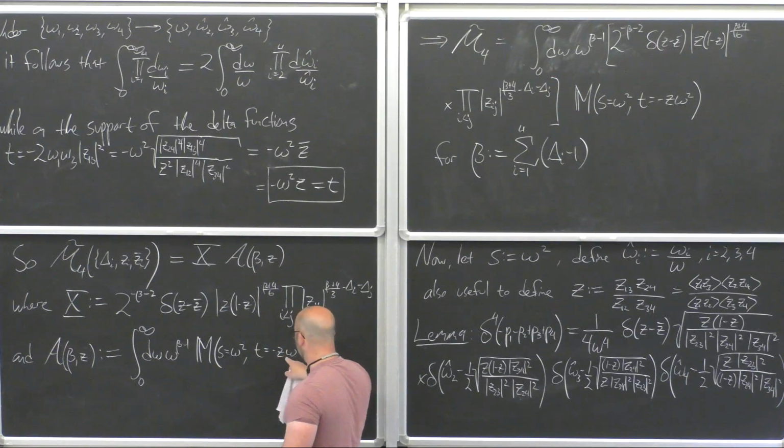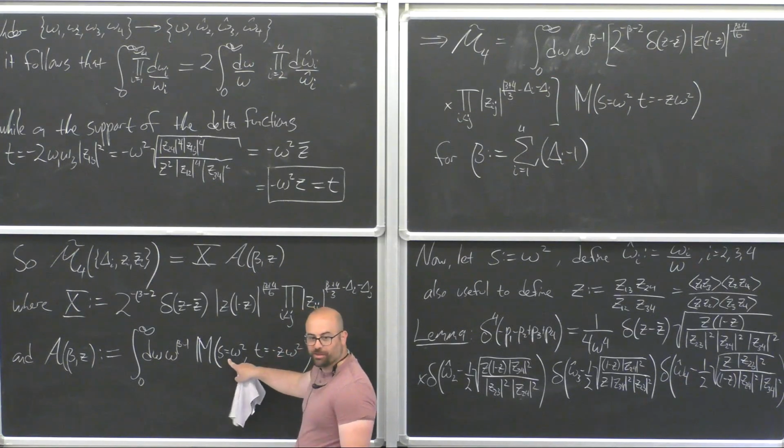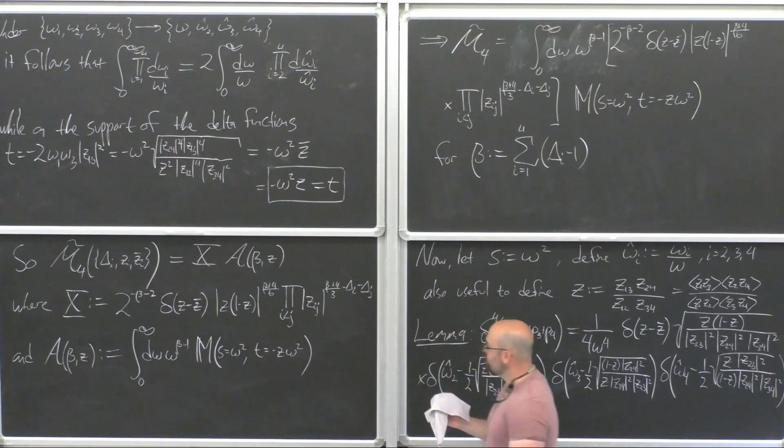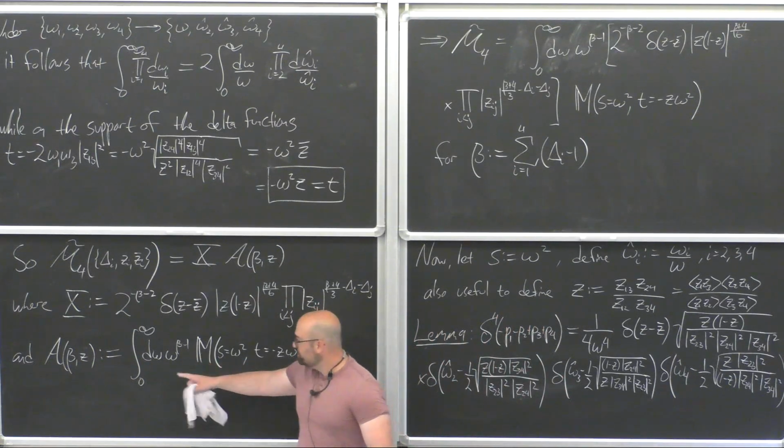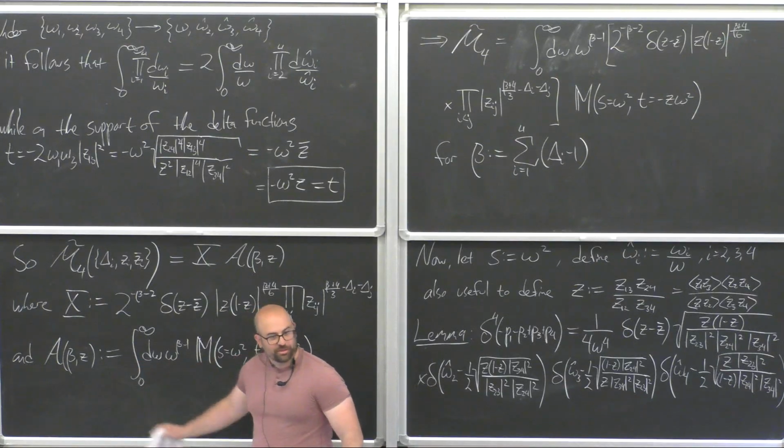We'd have to probably scale omega as well to get a Z to pop out here. Yeah, so what you might end up doing is kicking out some powers of Z in the measure. It's okay, this thing's still a function of Z. Just bring them outside of the integral.